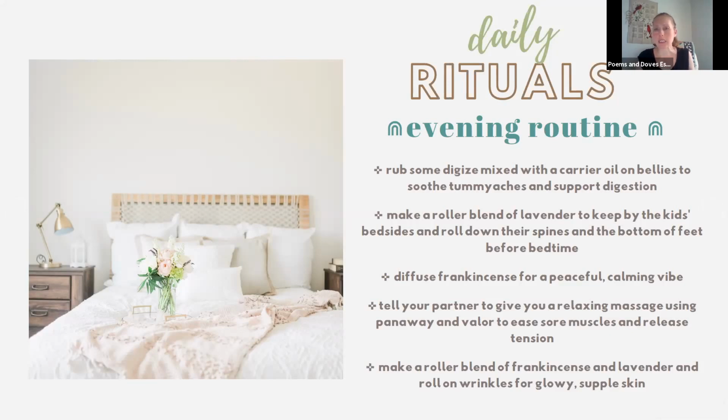Diffuse frankincense, another one of those peaceful, calming, relaxing oils. You can give a massage or ask your partner to give you a massage to wind down. And you can put it in your skin creams or make your own roller bottle to make a wrinkle cream, or whatever kind of lotion you put on for bed. You can do that.